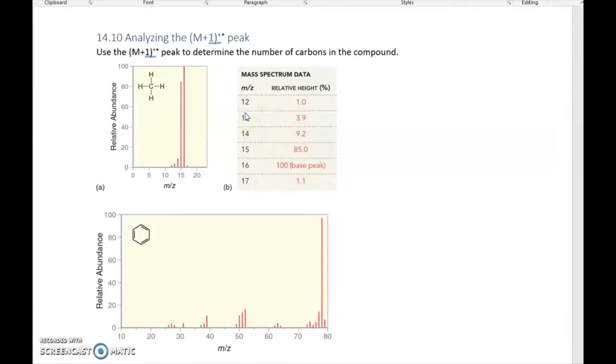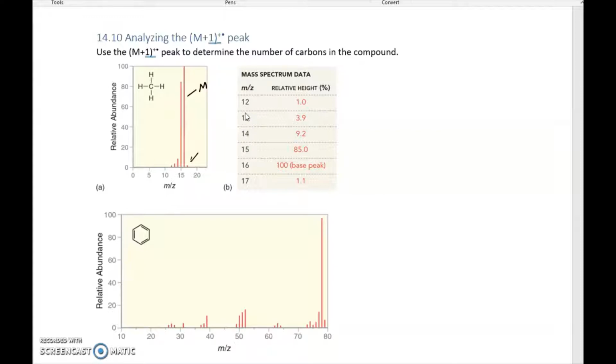Analyzing the M+1 peak, we can use it to determine the number of carbons in the compound. So let's see how we do this. A few minutes ago, in the other video, we looked at methane and talked about how this was the M peak. The molar mass is equal to this peak, so the molar mass of methane is 16. No surprises there.